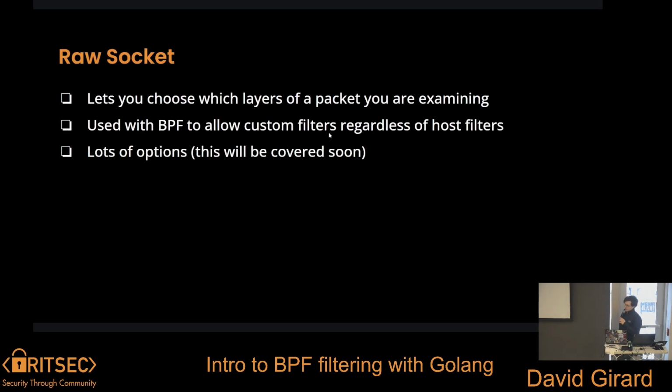Raw sockets are another really important part of this. I'm not going to go too deep into them because they're very complicated, but you can choose which layer of a packet you're examining by using the correct raw sockets. And you can use BPF in combination with that, like I said. There's a ton of options, and I have some of them listed a little later on.